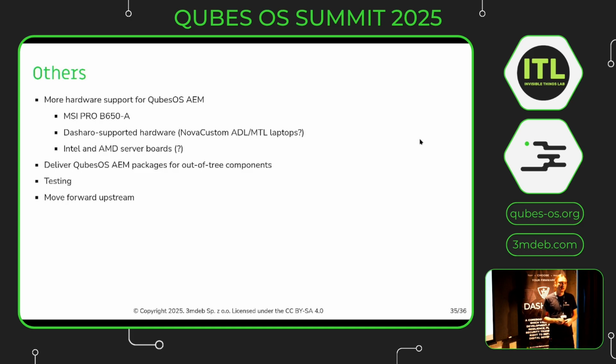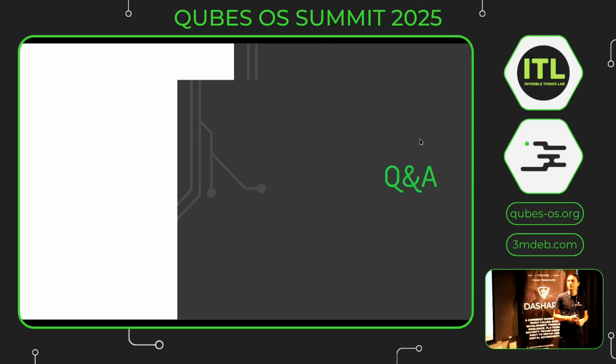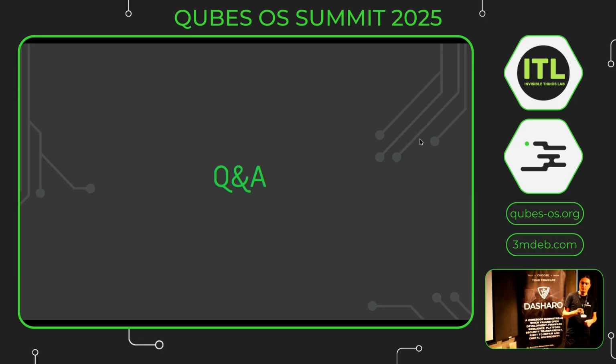We can see that the upstream takes a long time, so we can estimate that it will take a few more years. So we should be ready for delivering QubesOS packages for those who want to try this solution. We need much more testing and moving forward with the upstream. That would be it from my side. Any questions?